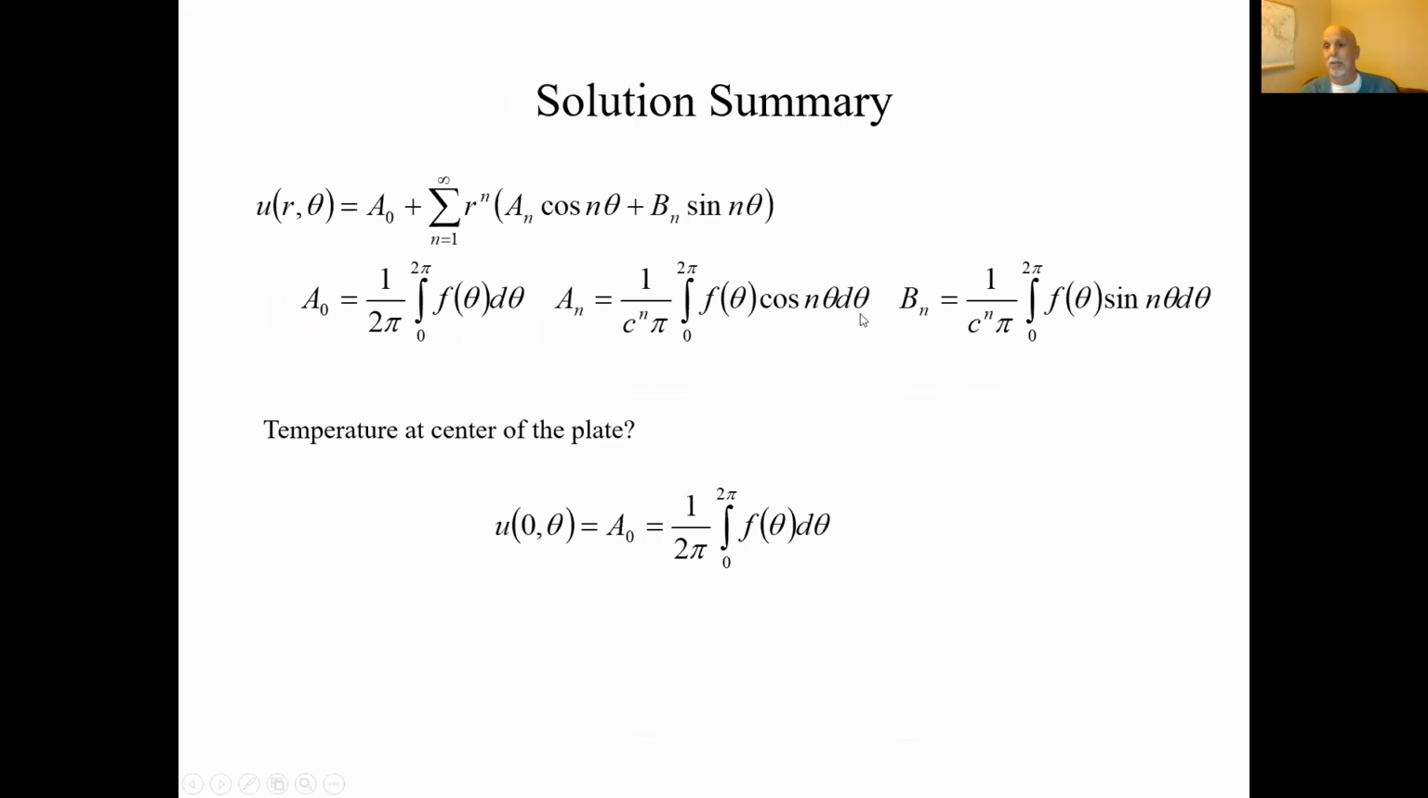What's the temperature at the center of the plate? At the center of the plate, R is 0. R to the n, 0 to the n, for n equals 1 and up is 0. So this whole mess goes away, and I'm just left with a sub 0. Here's the formula. So there's the temperature in the middle of the plate. And that's the round heated plate problem, which is our first foray into solving partial differential equations in other coordinate systems.